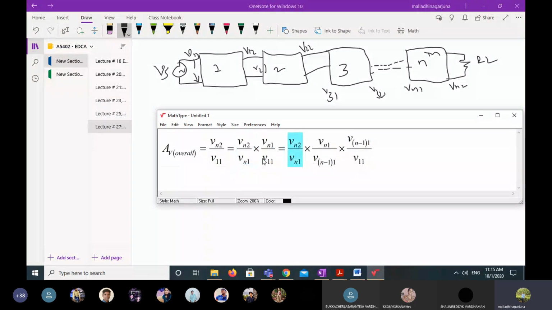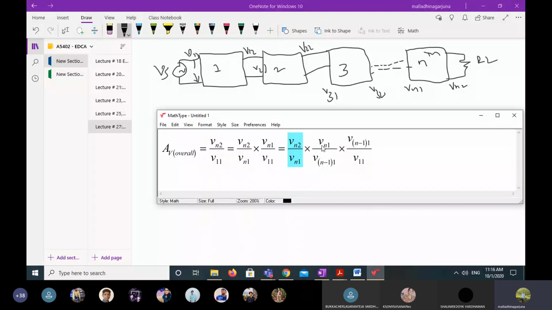This term, what I am doing here, is Vn1 by Vn1 minus 1, into Vn1 minus 1 by V11. So what is this Vn2? This is the output of the last stage. What is this Vn1? Vn1 is the input of the last stage. So the output of the last stage by the input of the last stage means this is the voltage gain of the last stage.